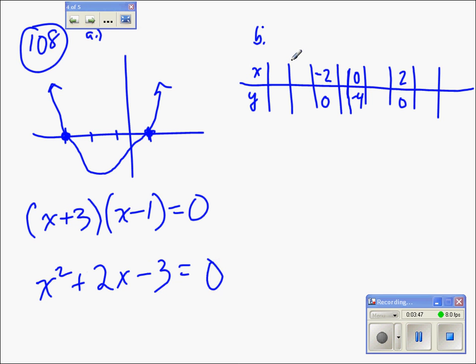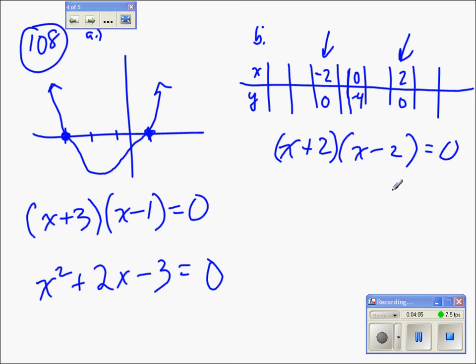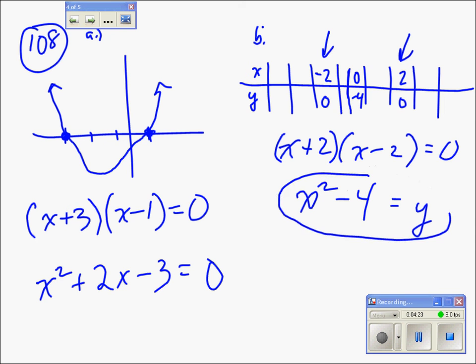Okay, on part B, I didn't copy the whole table, but I copied the important parts. The first one, or the first two, where I'm drawing arrows, those are roots. So we need to have x plus 2 in parentheses and x minus 2 in parentheses. And when you multiply them, they have to equal 0. So when you multiply that out, you get x squared minus 4, and you can generic rectangle that out. And it's got to be a general parabola, so we want it to be y equals, so that it's not just finding the roots, and that's our equation.